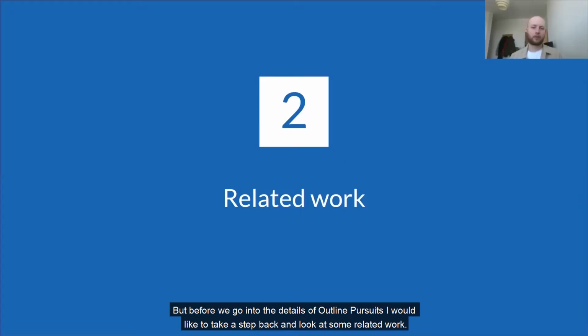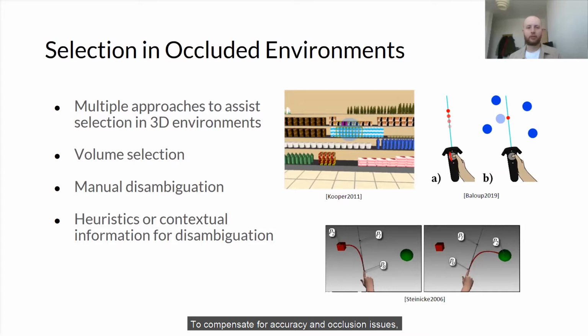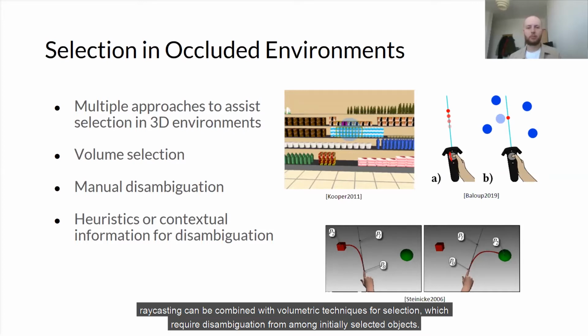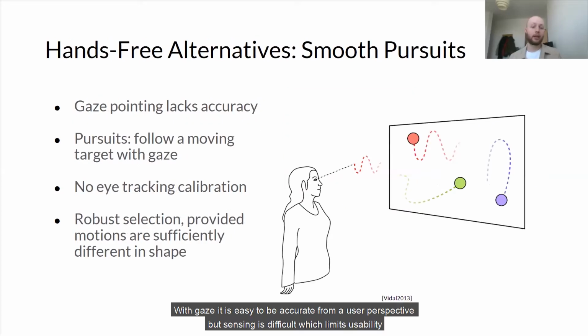at some related work. Raycasting is commonly used for selection where the user controls a ray via a controller or body part. However, targets at greater distances are harder to select due to limitations of human motor control and motion tracking. To compensate for accuracy and occlusion issues, raycasting can be combined with volumetric techniques for selection, which require disambiguation from initially selected objects. And this can be done via a manual step or by applying heuristics or contextual information.